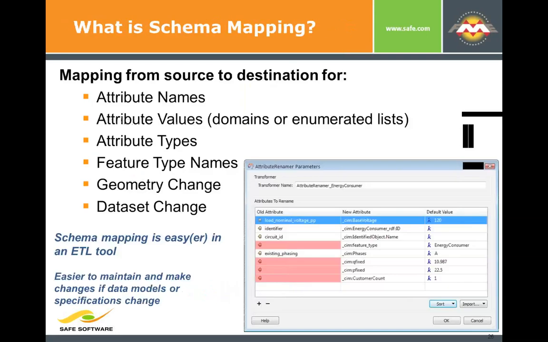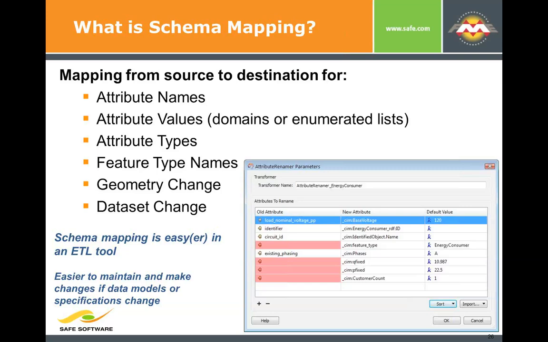Yeah. So what is schema mapping, for those of you who haven't had to do it? It's really where we're restructuring the data. We're mapping from the source data model to the destination data model. We're rejigging attribute names, changing attribute values in some cases. We might have to shift domains or enumerated lists from one lookup type to another. Actually even changing attribute types, might be going from a date field to a char field or whatever.